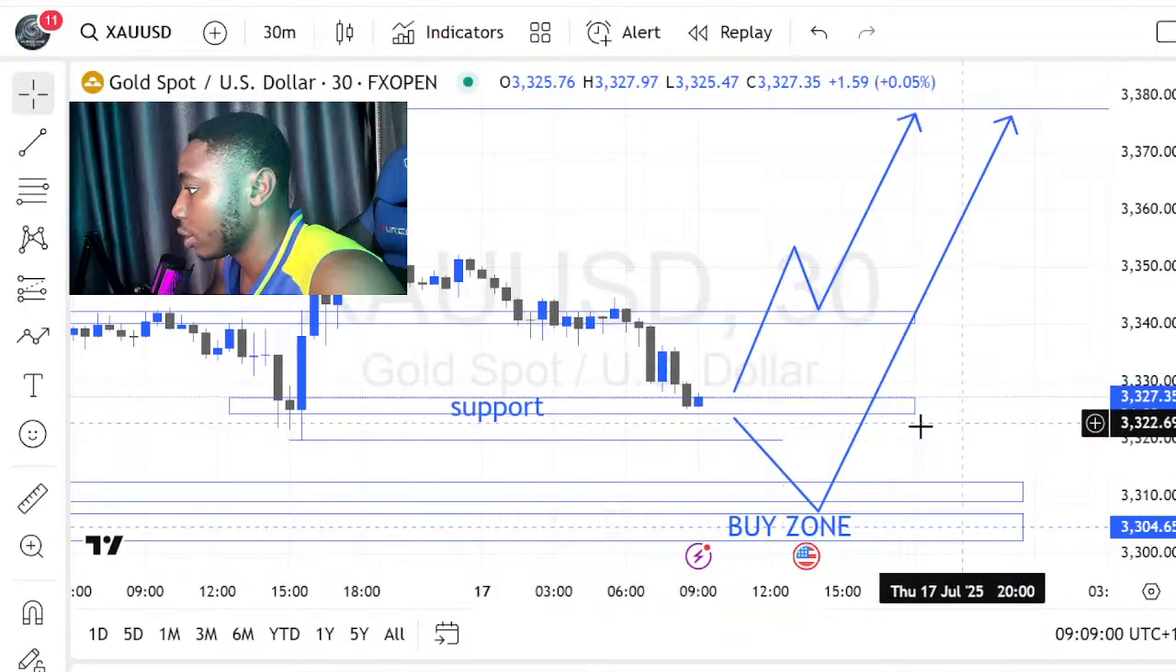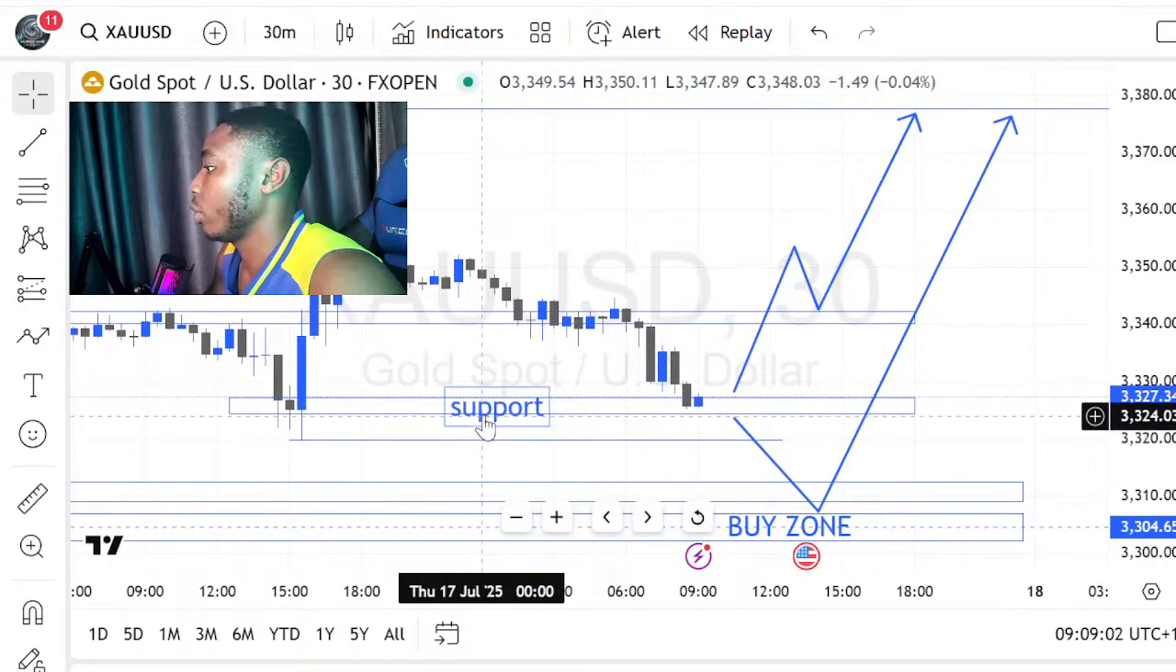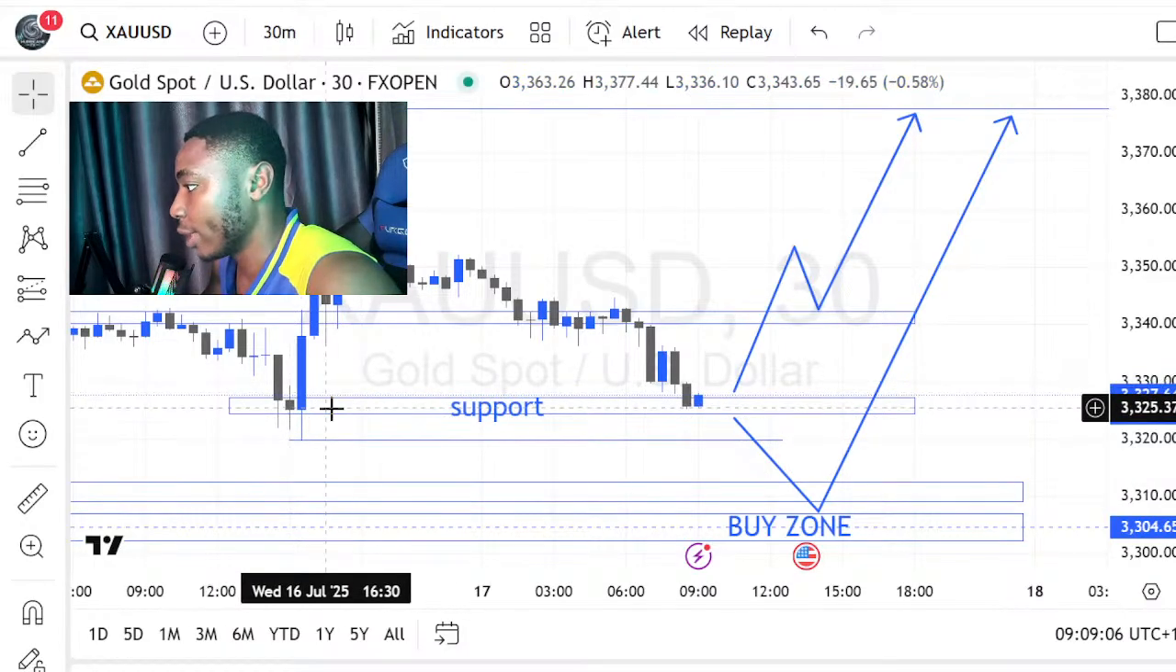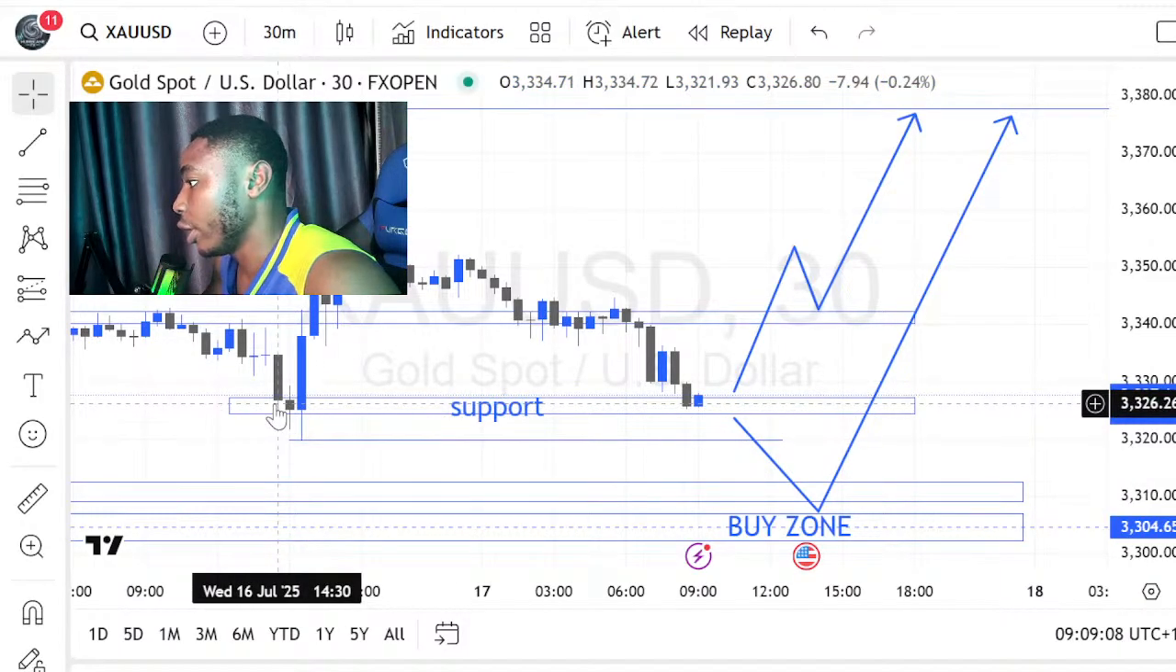Okay, good. So we have this support here. I call it support. Some might draw their supports below here and then call this demand, supply, price action, whatever you can call it. But as long as it gives you the results, there is no problem with that.